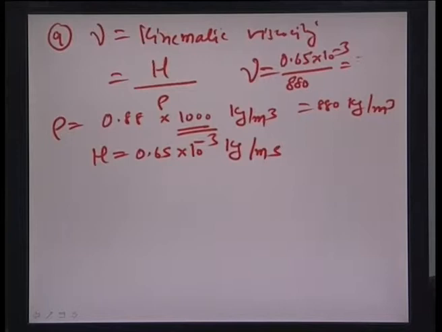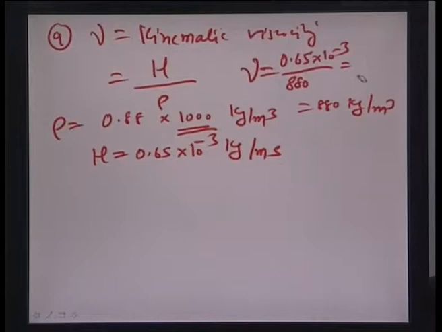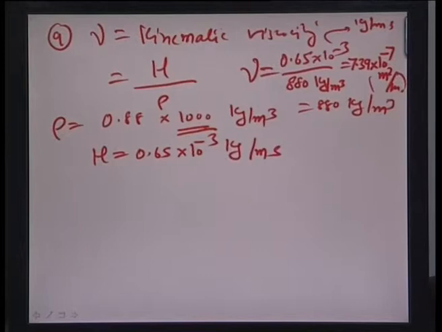And the units in this case, let me just write this a little more properly here. 7.39 times 10 to the power of minus 7. And the units in this case, as you can see, this unit here is kg per meter second, and this unit being kg per meter cube, we are left with meter square per second. Okay, that is what the units of kinematic viscosity is.